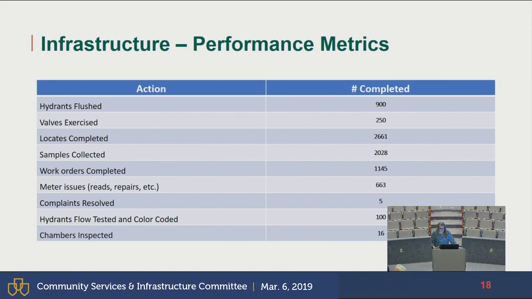So our performance metrics, the guys were quite busy back there. We flushed 900 hydrants, operated 250 valves. We did just shy of 2,700 locates. We collected, as was mentioned, over 2,000 samples. We completed 1,145 work orders. I want to note, as it goes with the meter issues and parlay into this, we actually did over 1,800 independent meter reads last year due to issues with the meter reading company and some other issues, but that was a large chunk of meter reads.